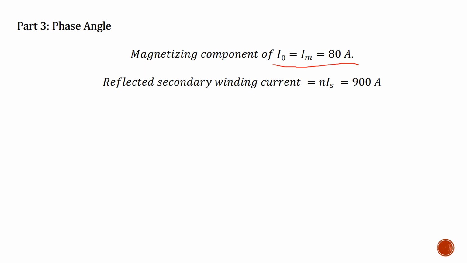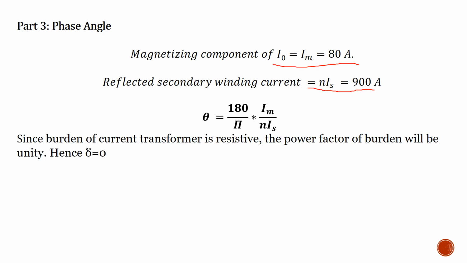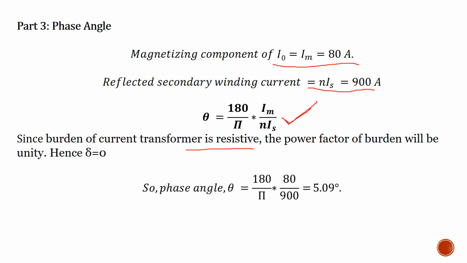Part 3, calculating the phase angle. We have calculated the magnetizing component of excitation current, which is 80 ampere. Your reflected secondary winding current, that is NIS, is 900 ampere. So substituting the following in the equation, we have used this equation because the power factor of burden is unity, as the burden or the load connected to the current transformer is purely resistive. Therefore, we have used this equation. Putting all these values, we can easily calculate the phase angle, and it comes out to be 5.09.